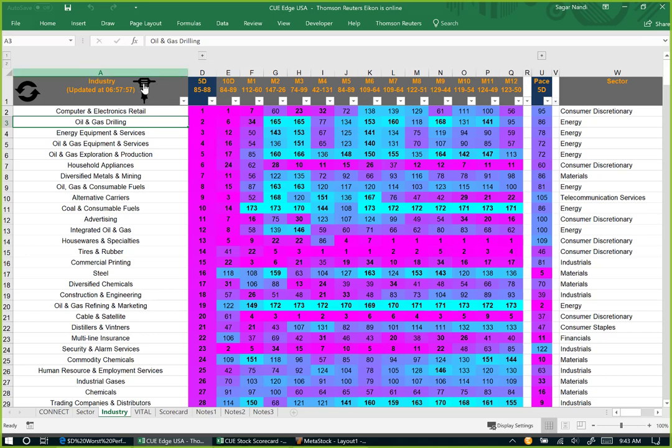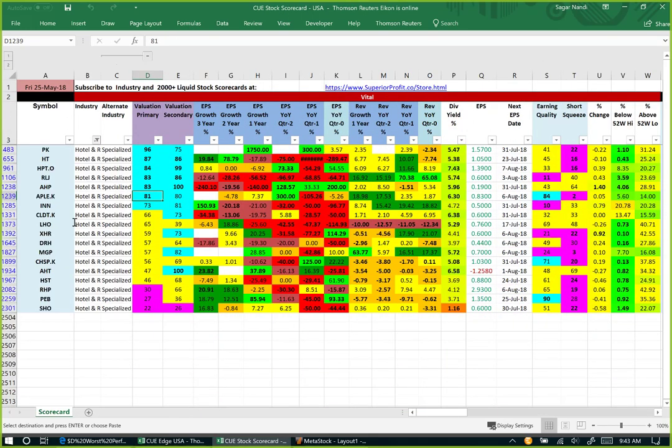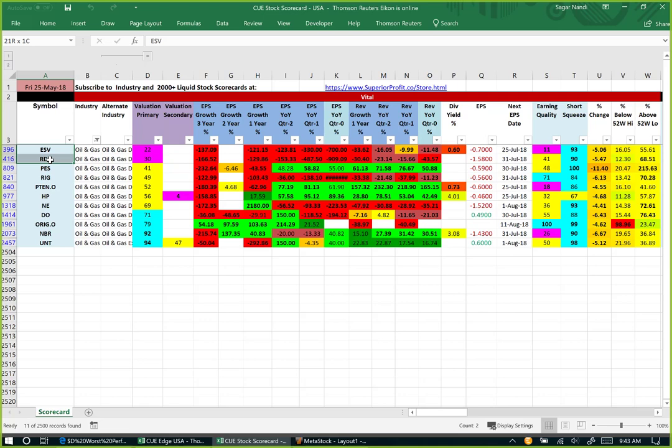In real time, we could drill down using the drill down button. To save time, I'll use scorecard. Filter for the industry stocks using scorecard. We can double click primary valuation to sort by that. Instantly, these two stocks catch our attention. Very poor valuation, and in terms of earnings growth, recent quarter as well as recent years, very poor growth in terms of revenue growth. Very poor result again. These stocks had everything against them.